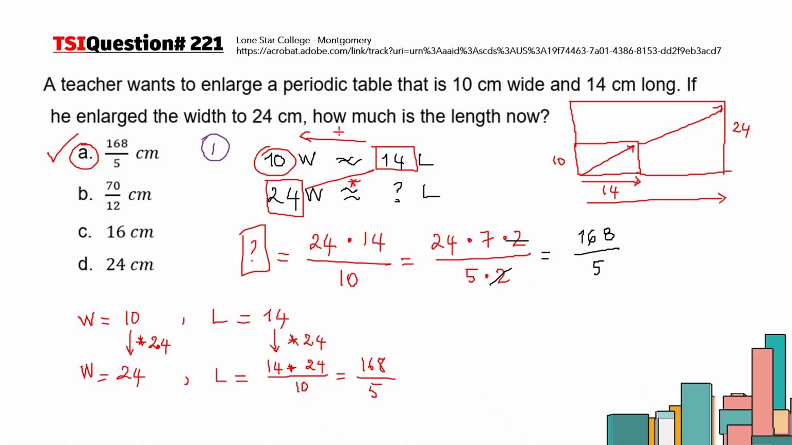So the first one, and then the second one, is a directly proportional problem. You can take note from video number 34 in the TSI playlist.